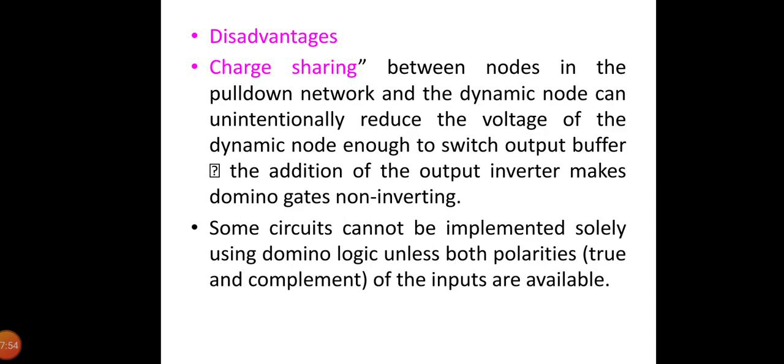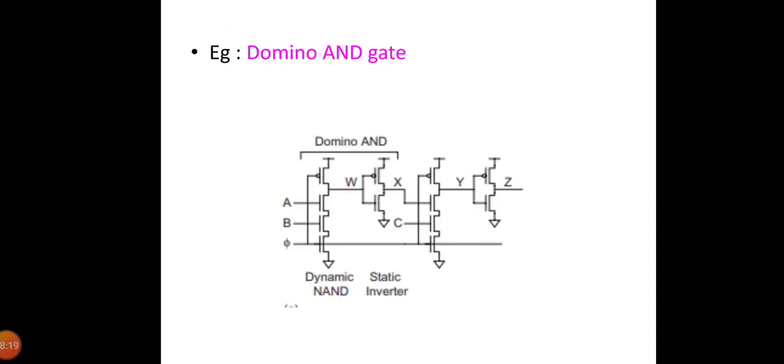One of the main disadvantages of domino logic is charge sharing between the nodes in the pull-down network and the dynamic node, which can unintentionally reduce the voltage of the dynamic node enough to switch the output buffer. In addition, the output inverter makes domino gates non-inverting. Some circuits cannot be implemented solely using domino logic unless both polarities of the inputs are available. So this diagram shows an example of a domino AND gate.